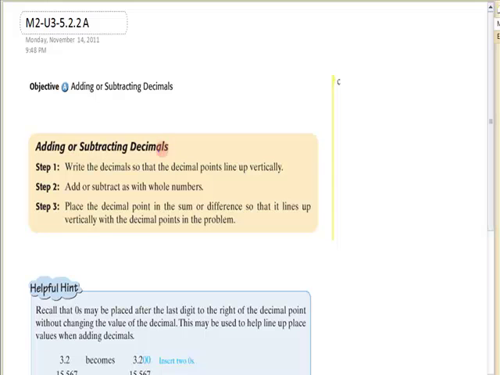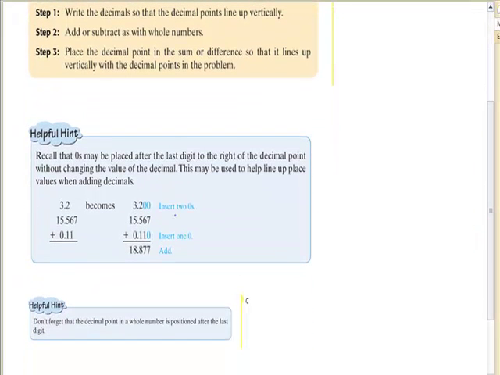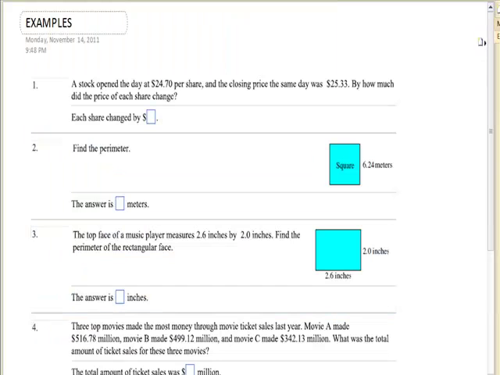But when you're adding and subtracting decimals, you write the decimals so that the decimal points line up vertically. This will keep your whole numbers on the left and your decimal fraction parts on the right. So you're going to want to be careful about that. There are a few examples here, but I will be using a calculator on mine.